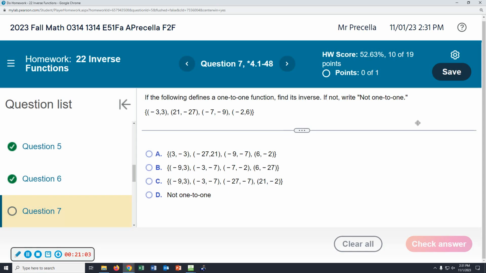Oh, here's another one. Same instructions. A, B, C, or D. Which one is it going to be? Let's decide. What do y'all think? Is it 1 to 1? Look at the y coordinates. Are there any repeated y coordinates? You know what? I'm going to write it out. Let me write the problem down first. -3, 3, 21, -27, -7, -9, and -2, 6. Okay, there's our function.